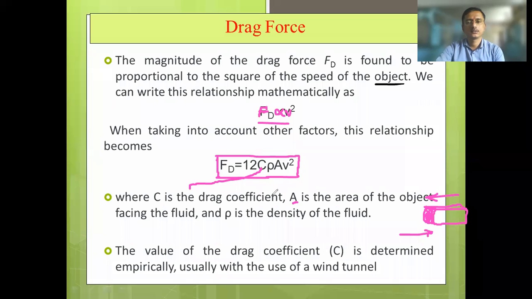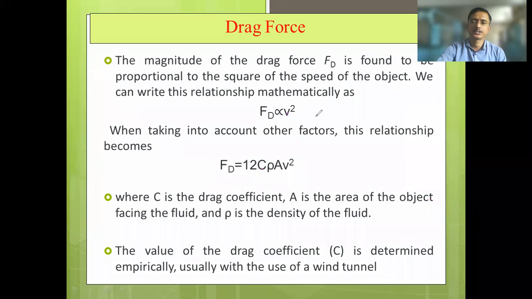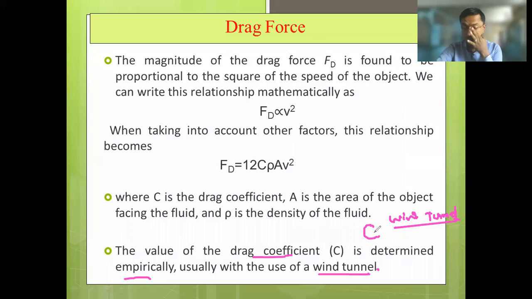Then rho is nothing but the density of the fluid in which that object is moving. The value of drag coefficient C is determined empirically by using a wind tunnel. So there is one apparatus or device which is called the wind tunnel. With the help of this wind tunnel, we can find out the drag coefficient C. And then if you put that value of C here, we will get the formula for finding the drag force.